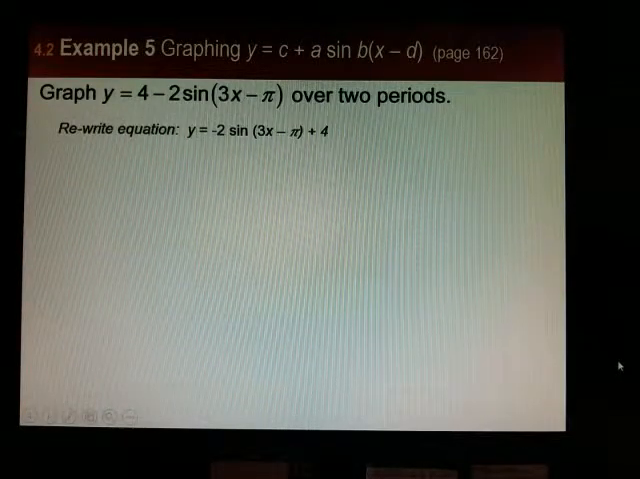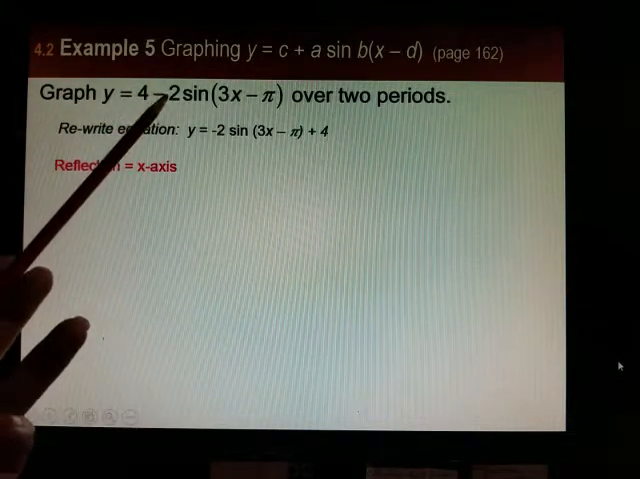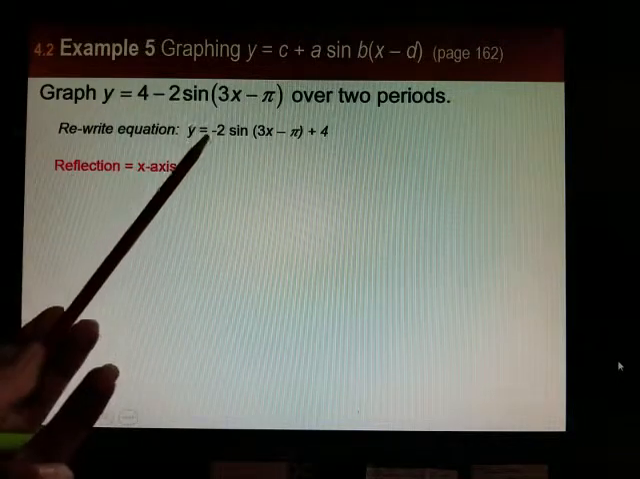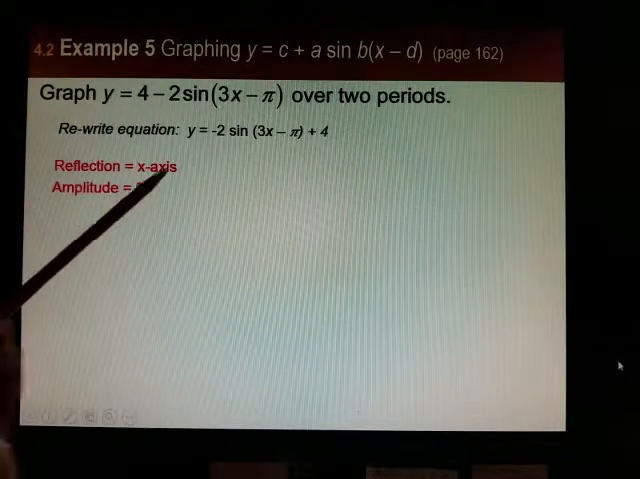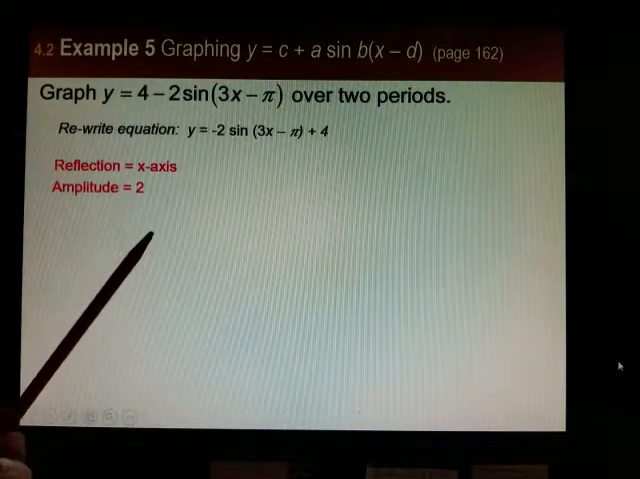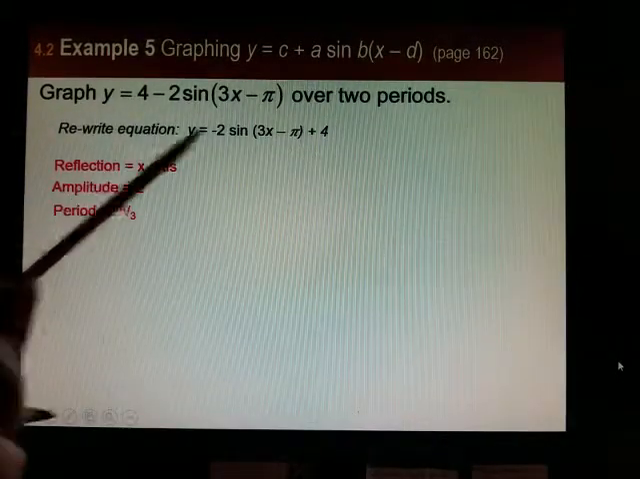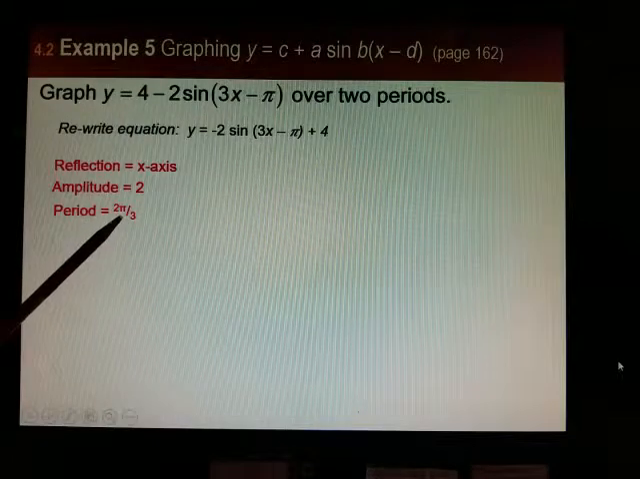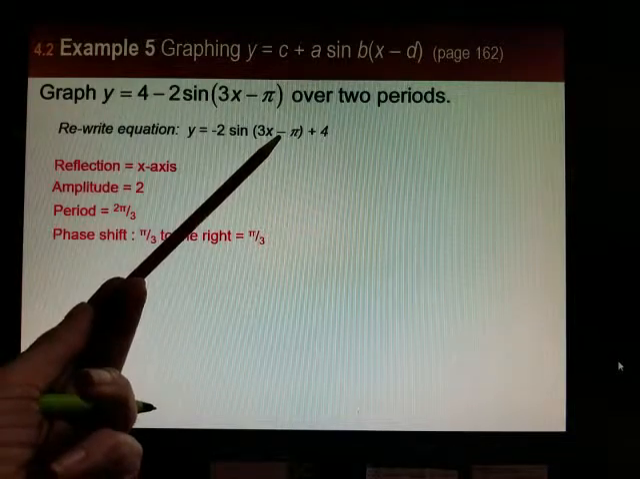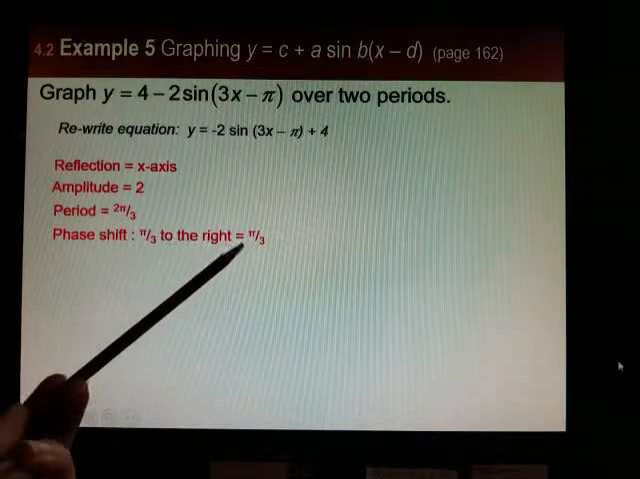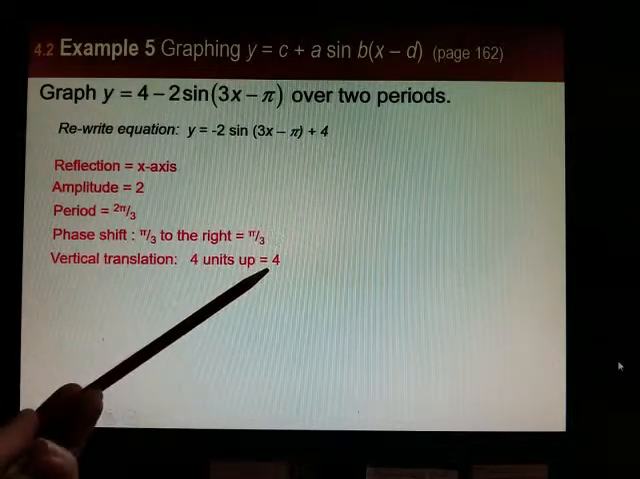All right, so I rewrote the equation. I personally like the plus 4 at the end. The negative 2 stays with the word sine. So reflection: a negative coefficient in the front flips it over the x-axis. All right, amplitude, the opposite value of that negative 2 is 2. So it goes up to 2, down to 0, down to 2, and so forth. All right, after that, the period, 2 pi divided by 3. The phase shift, take what's inside here, set it equal to 0 and solve for x. So it'd be add pi, divide by 3, to the right pi thirds. So it's positive pi thirds. The vertical shift, I have a plus 4 at the end, so it is moved up 4.